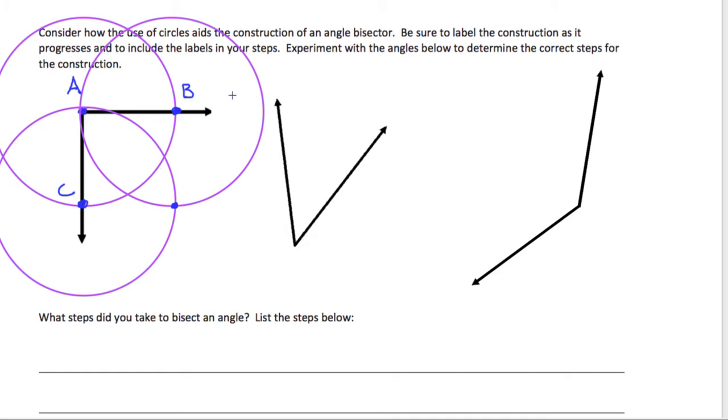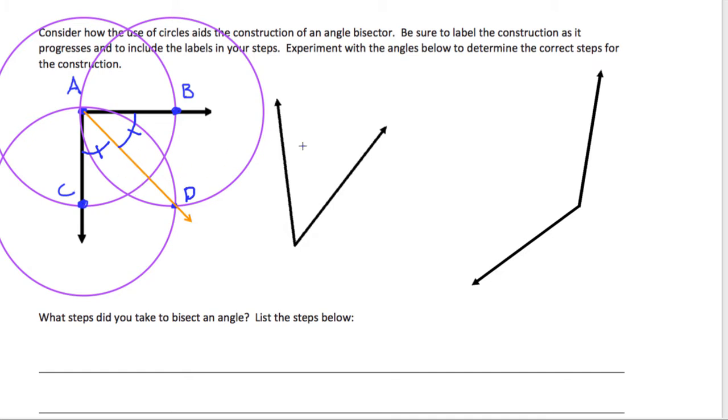Once I find the intersection point, I construct a ray, or even just a line segment, that goes through that new point, and I can label that new point, just make a habit of calling it point D, a new ray AD, and I have now made an angle bisector. This length here is the same as this length here. So this angle is congruent to this angle. I have made an angle bisector. That's how to construct an angle bisector.